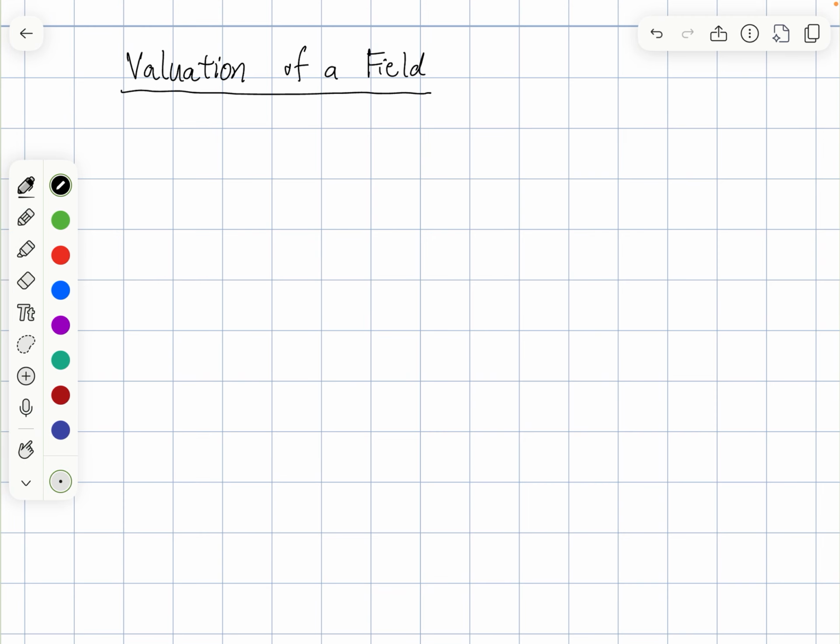In this video, we will define the notion of evaluation of a field. So in the last video, we talked about the p-adic absolute value on Q, and that turns out to be an example of evaluation. So let's get to the definition.